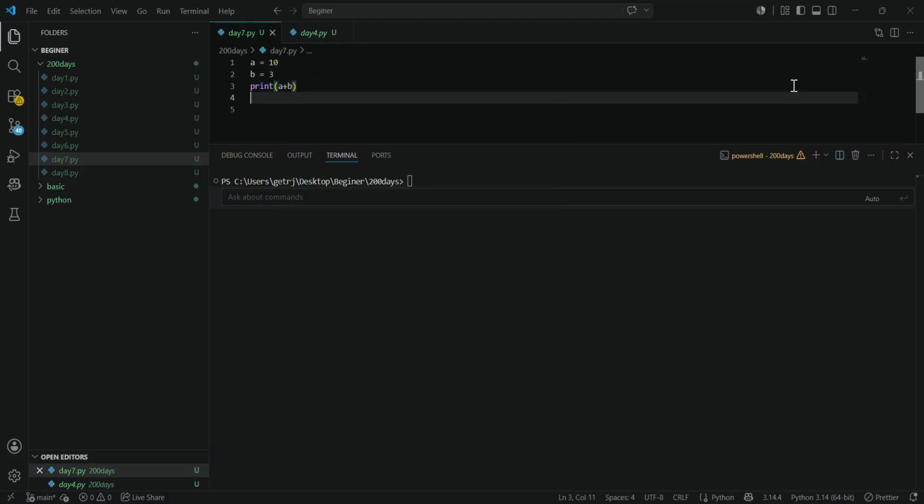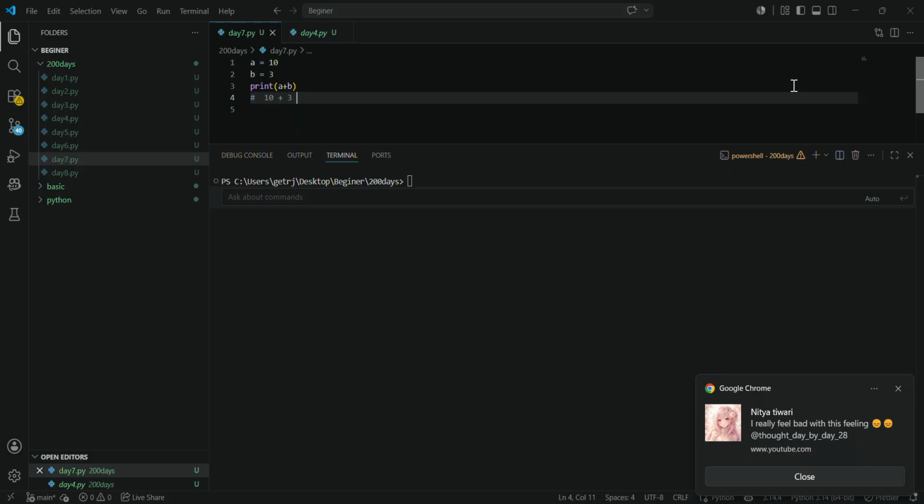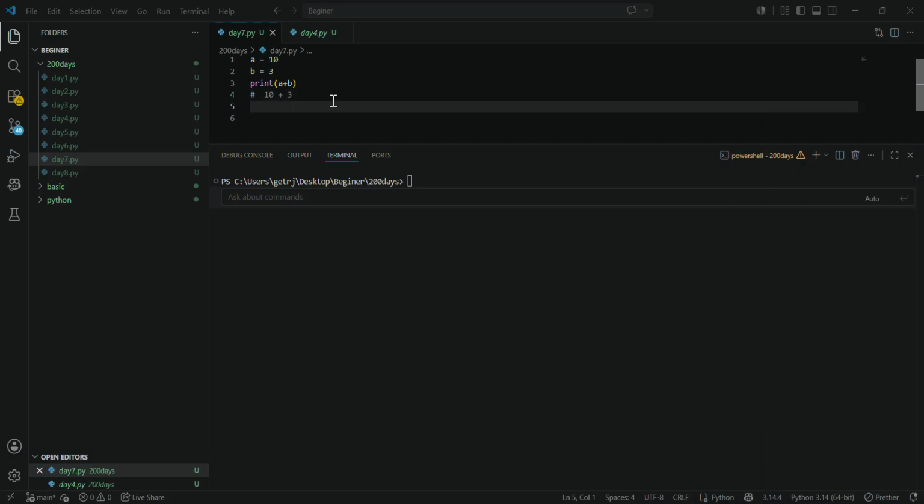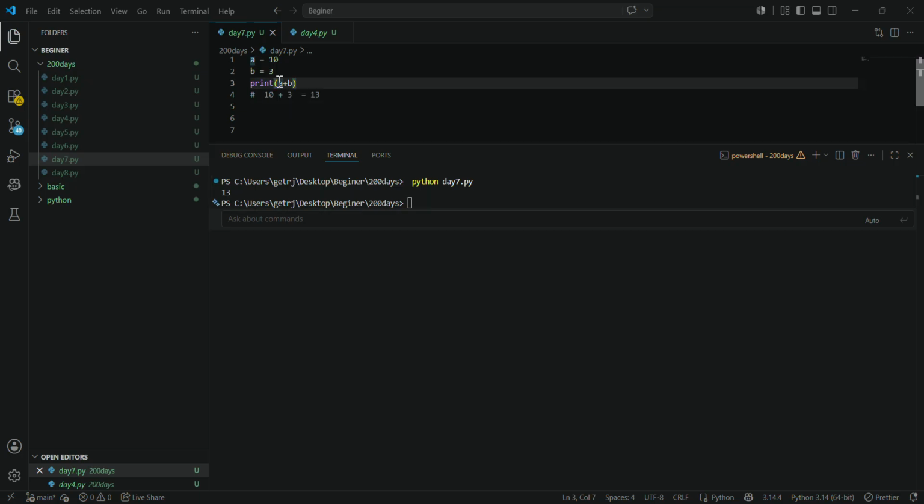Now we will check here. a equal to 10 plus b equal to 3, so the output is 13. Now we will check if the result is the same, 13, using some other method. This is addition.